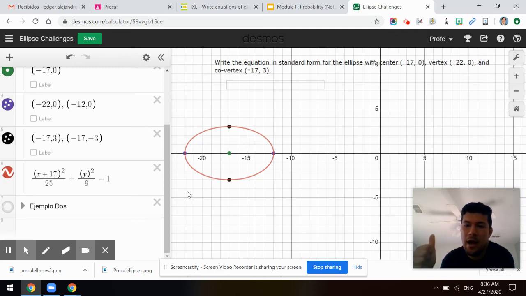To recap, I graphed the information that was given to me. Next, I thought about the distance between my center and my vertices and the distance between my center and my covertices, and I used these to determine my a squared and b squared. I used my center to determine my h and k. And I was all set as long as I understand standard form. So that is how you find the equation of an ellipse with a little bit of information given.